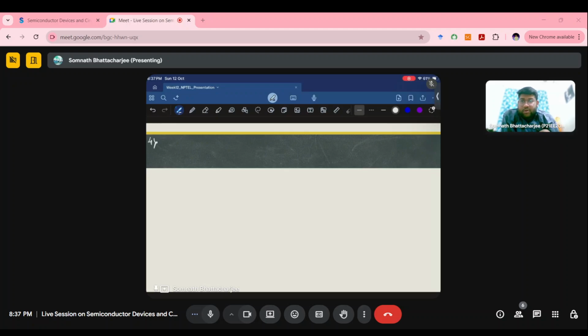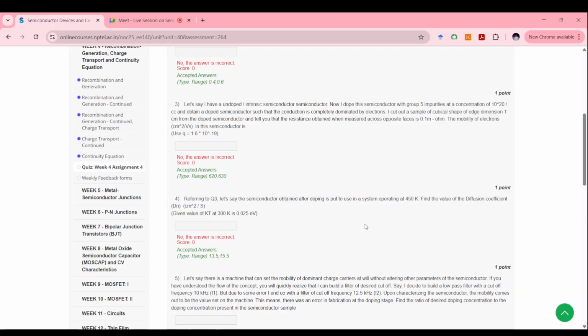That was the extended portion of this question. So let's say the semiconductor obtained after doping is put to use in a system operating at 450 Kelvin. Find the value of Dn.